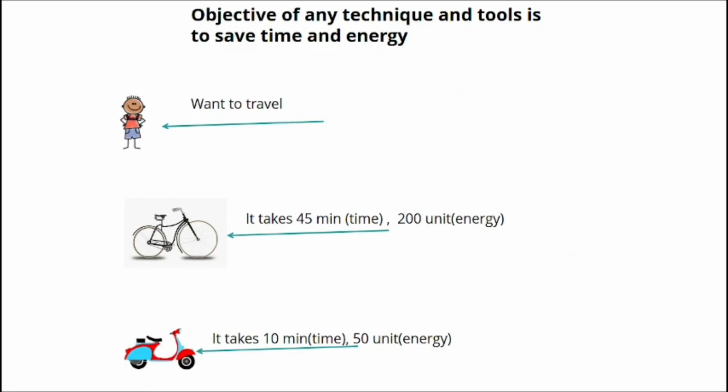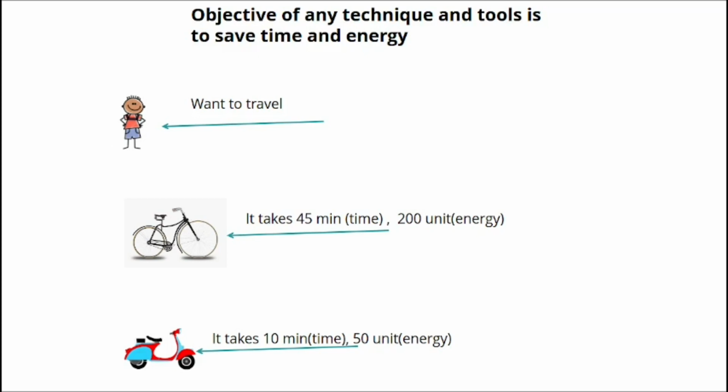The objective of any technique and tool is to save time. Suppose you want to travel, okay? To solve this type of transportation problem, the first technique you can use is just walking, but it is very time consuming and you need lots of energy to do that, okay? That's why we developed a cycle, a bicycle basically.